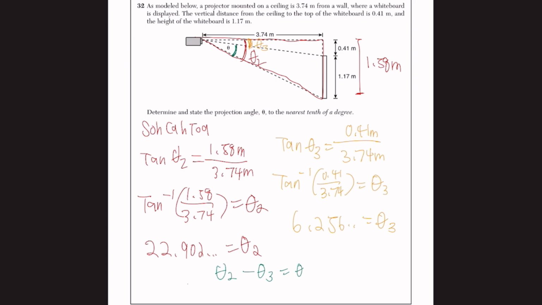So theta 2 is 22.902 minus theta 3, which is 6.256. And you should get around 16.646. So theta to the nearest tenth of a degree is going to be equal to 16.6 degrees.